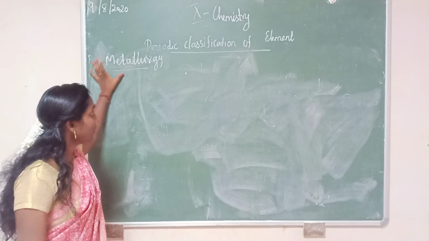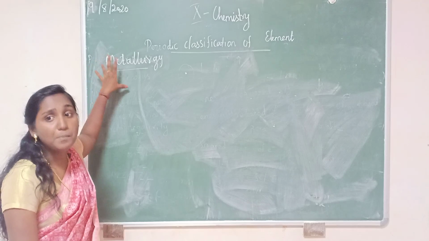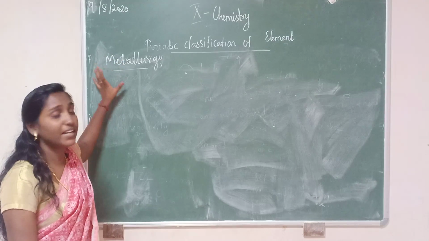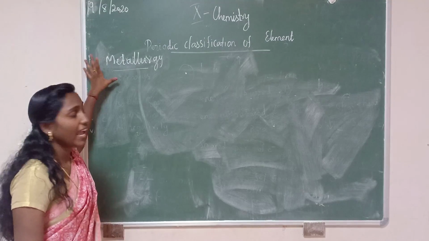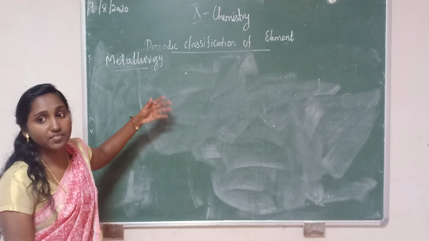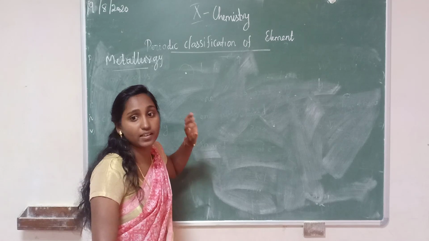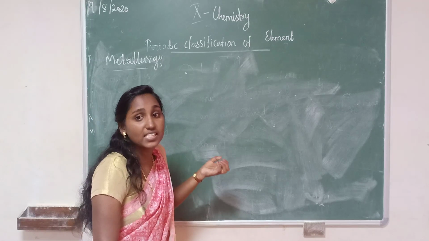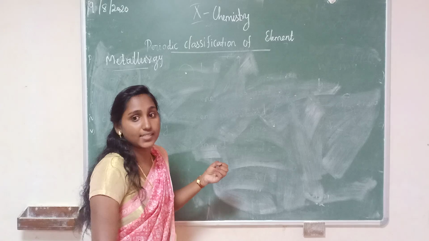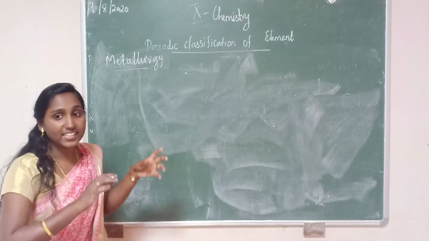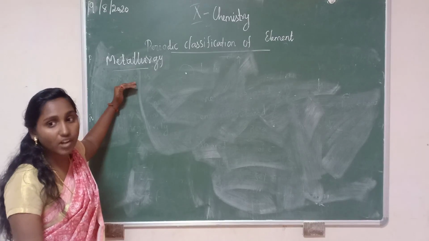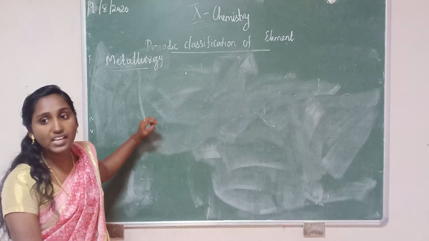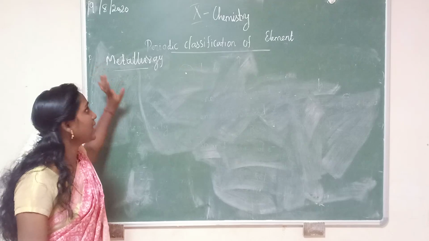Metallurgy means extracting the metals from their ores and modifying the metals. So what is metallurgy? Extracting the metals. From where are we getting these metals? From the ores or minerals. So first we have to extract the ores. Extracting the metal from ores and modifying the metals is called metallurgy.